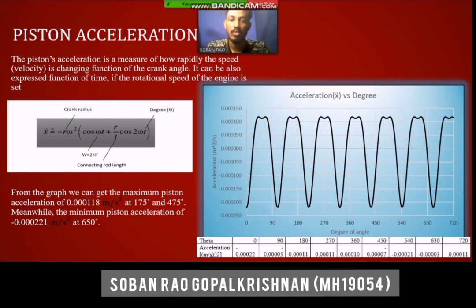So we use Excel also to form the graph. From the graph, we can get the maximum piston acceleration of 0.000118 meter per second square at 175 degree and 475 degree. Meanwhile, the minimum piston acceleration is negative 0.000221 meter per second square at 650 degree.